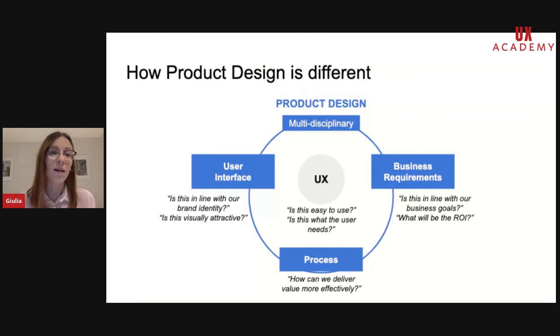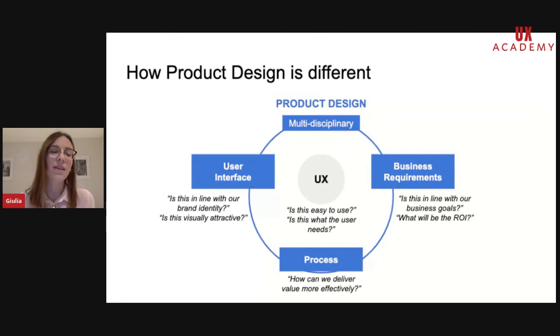And finally, but also very important, because the product designer is overlooking the entire end-to-end process, they will also look into the process and try to see if you can make it more efficient. So how can we deliver value more effectively? Value for the user and value for the business. So this is a little bit the difference. Product design does include UX, but also has a business side, a visual side, and a more project management side as well.